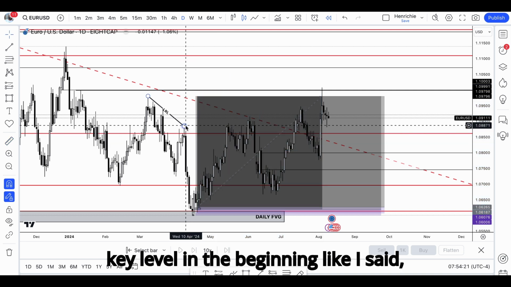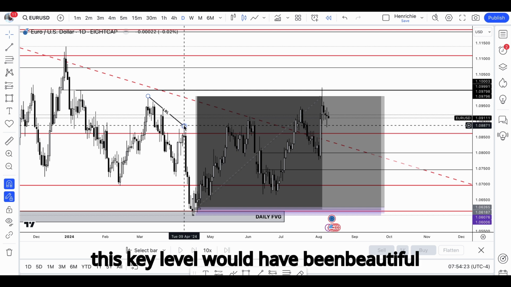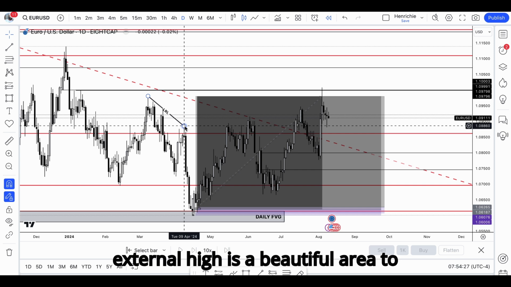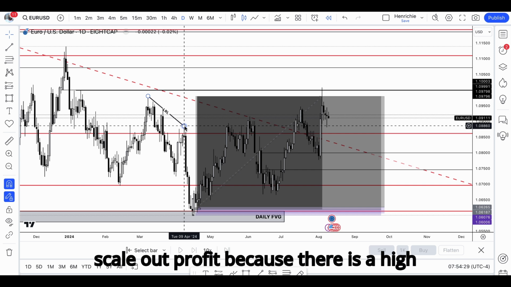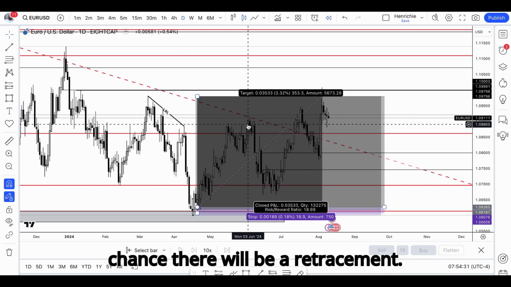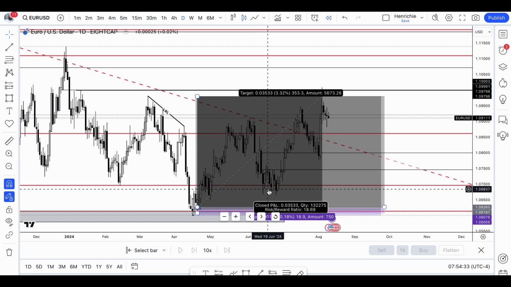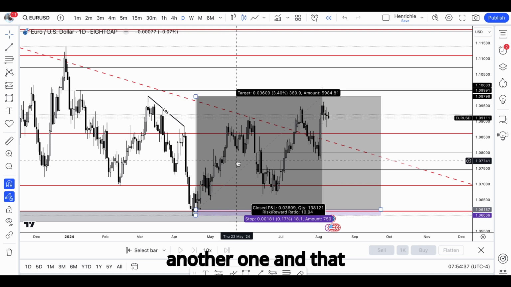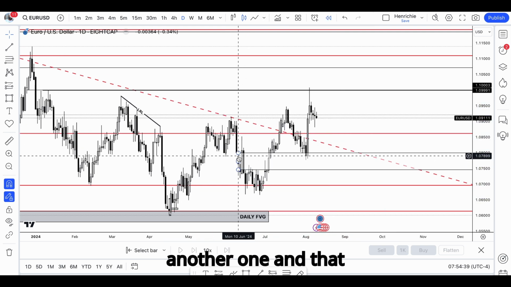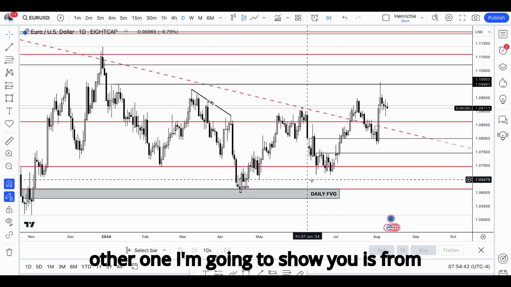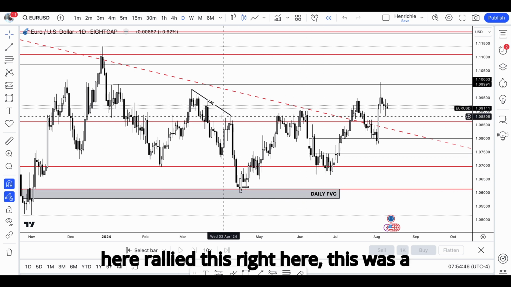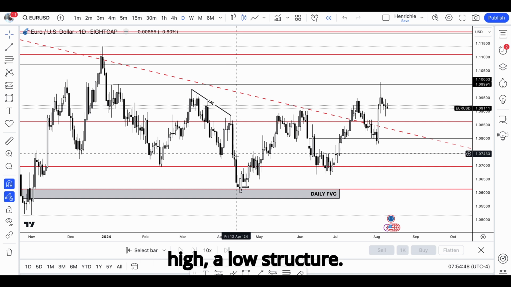This key level in the beginning, like I said, would have been a beautiful area to scale out some profit. Every external high is a beautiful area to scale out profit because there's a high chance there'll be a retracement. This is one trade. I'm going to show you another one, and that other one is from this key level. After price mitigated here and rallied, this right here was a high, a low, and we broke structure.